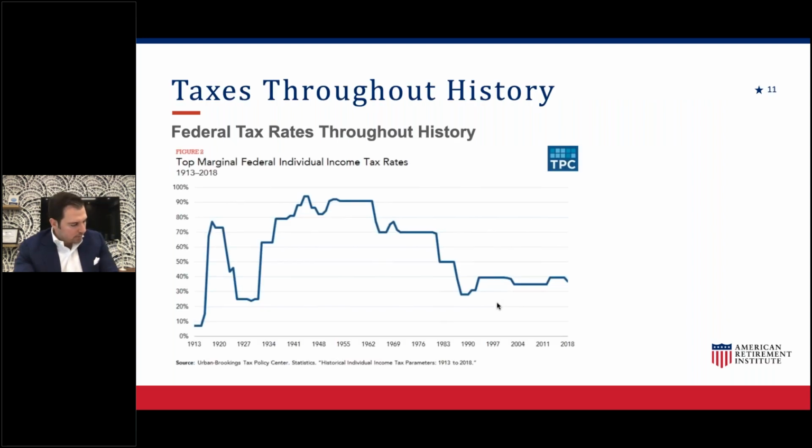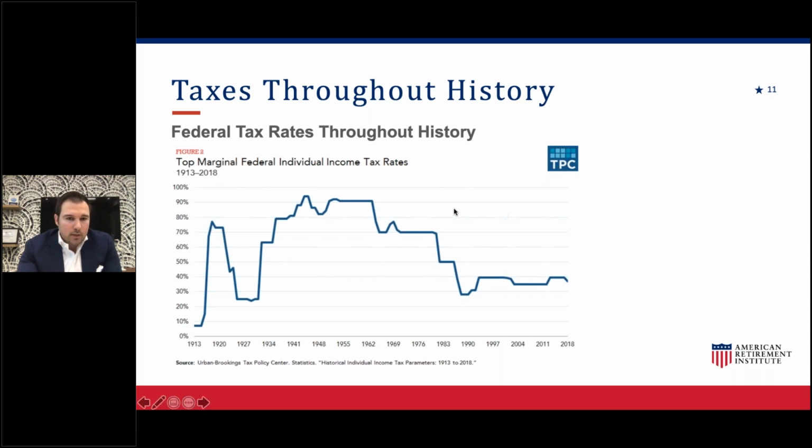Taxes through history, page 11 of your workbook. Here's another big reason why we think taxes pretty much can only go up, and that's because if you take a look at federal income taxes in the 40s, 50s, and 60s, look how high they were. I mean, you're talking about over 90% for the highest federal income tax earners.